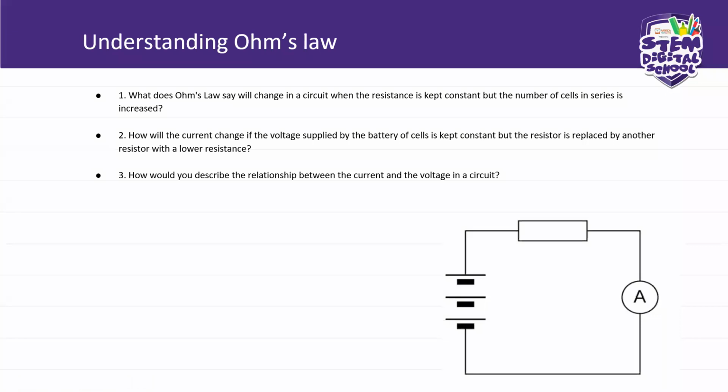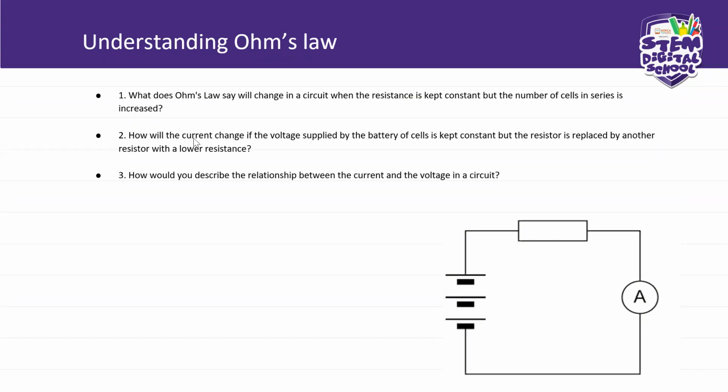Yeah, so the explanation is that current is always directly proportional to voltage. If you increase voltage, then the current increases too. So when you're adding the number of cells, you're increasing the voltage, so the current will also go up.